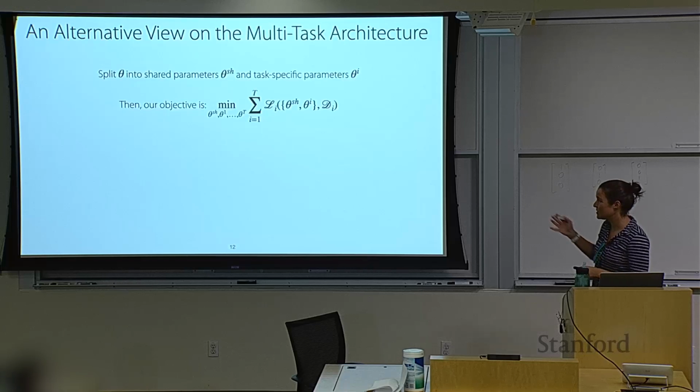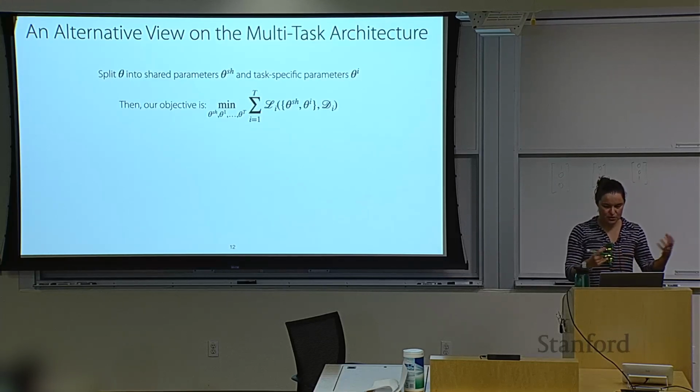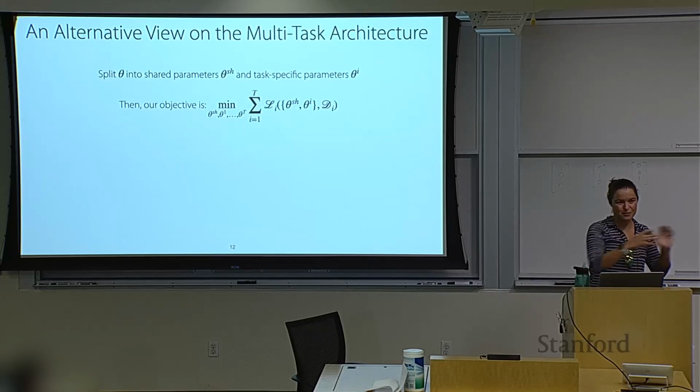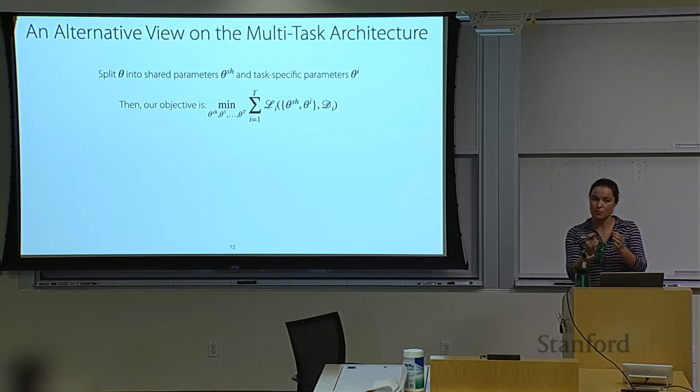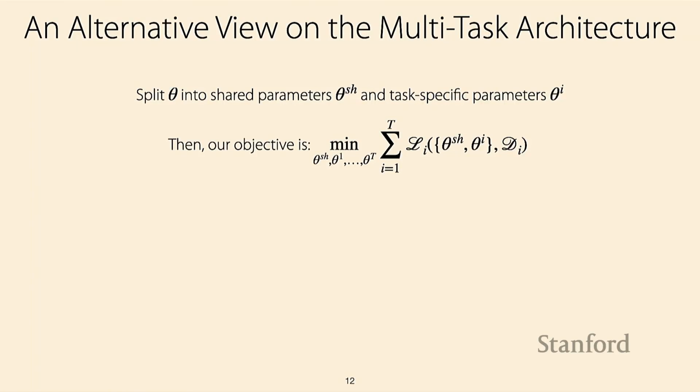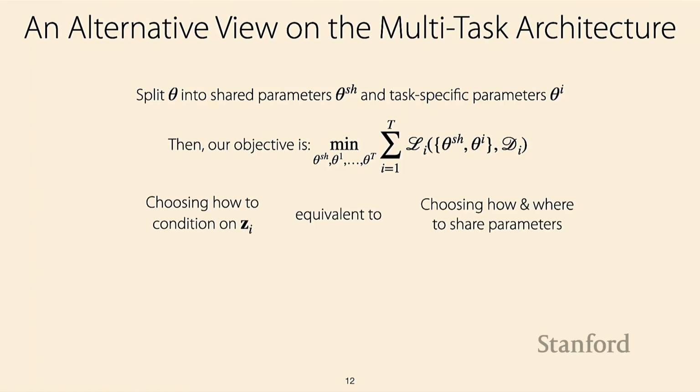So the next thing that I want to talk about, specifically thinking about breaking things into shared parameters and task-specific parameters, is that in the previous two slides, we saw one extreme of sharing nothing, and one extreme of sharing everything, just based on how we condition on z_i. One of the things that I think is interesting here is that it suggests that choosing how to condition the network on z_i is equivalent to choosing how and where to share parameters. And so choosing how to condition on z_i is actually a very delicate choice, because you need to be careful about how much you should be sharing versus how much you shouldn't be sharing.